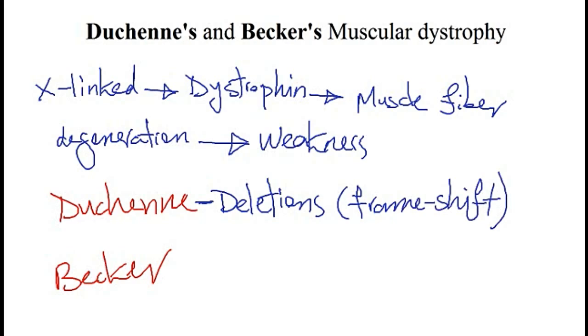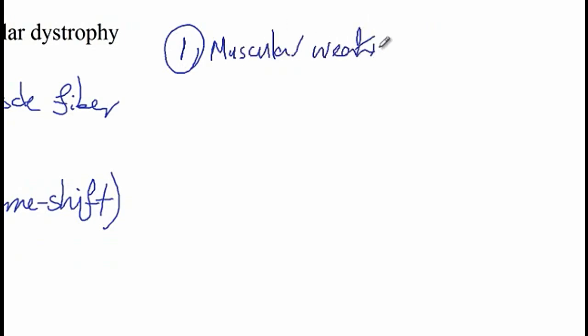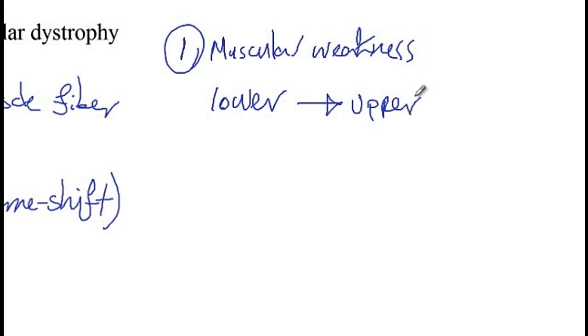And the clinical features of Duchenne muscular dystrophy include muscular weakness that initially starts in the lower extremities and then it moves up to the upper extremities. And they usually start to show symptoms by 2 to 3 years of age.